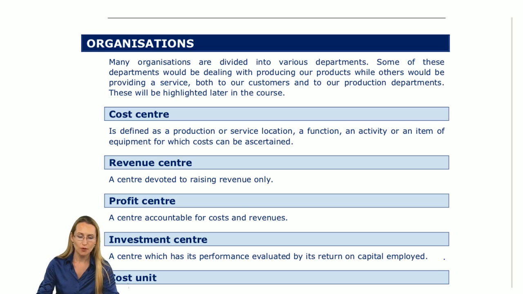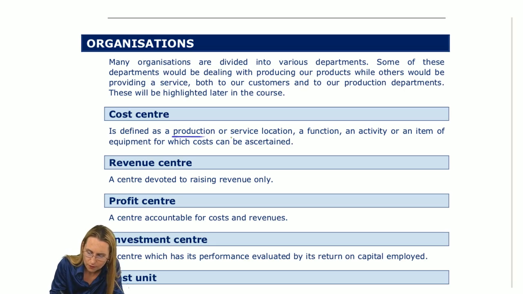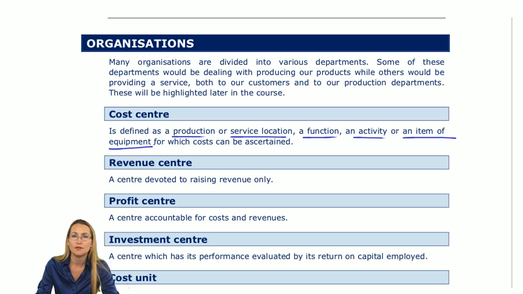So first of all, cost center. It is defined as production or service location, a function, an activity, or an item of equipment for which cost can be ascertained. So what does it mean? It's simply something big enough to which you can assign costs. And then when you're producing some units or services, then you take costs from this cost center and allocate them to units or apportion them to units.